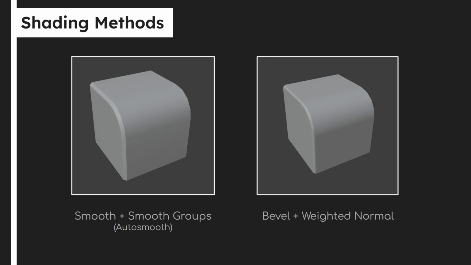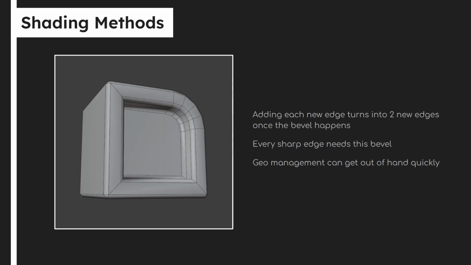I don't have an example of it here, but just know that for every single edge we want to be smooth shaded, weighted normal, we are going to need a bevel, just a single bevel. But what that means is that for every edge you're adding, it's actually 2 edges on the final model. So it doesn't work for everything. Eventually we hit this barrier where the level of detail that we're trying to create with this bevel and this extra weighted normal exceeds what would have cost us to actually just make a high poly for it in the first place.